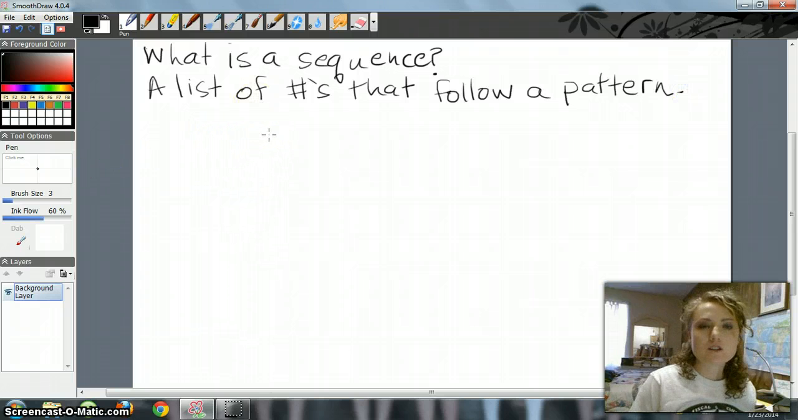So I could say 2, 4, 6, 8, 10, 12, 14, 16. That would be a sequence of numbers. I could go on forever and ever and they follow a pattern. Or the counting numbers, 1, 2, 3, 4, 5, 6. They follow a pattern. They go on forever and ever. That's another thing that's important about a sequence. The list goes on forever.